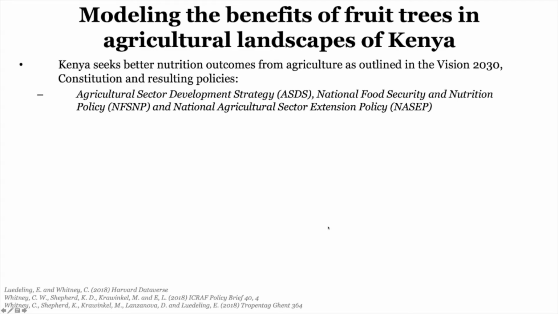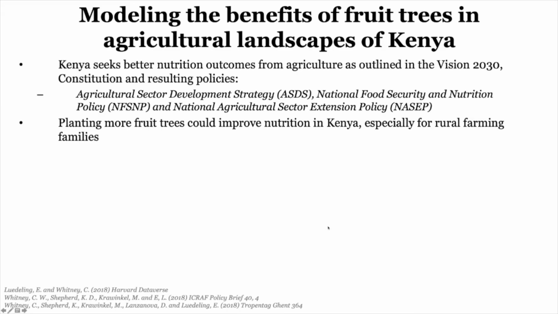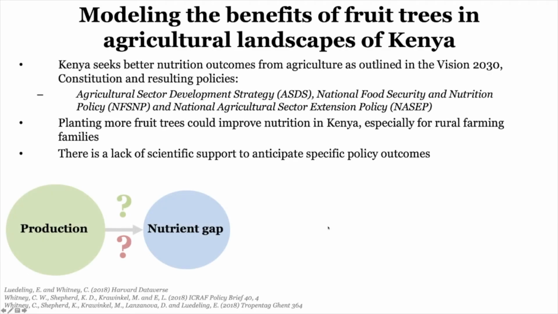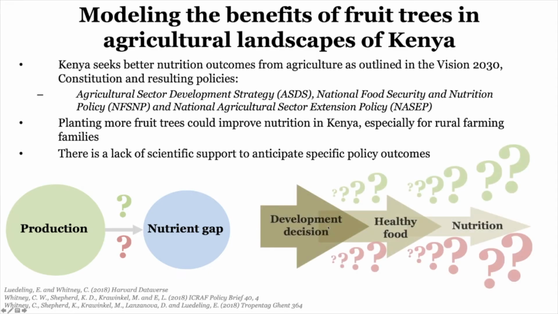Kenya, as we talked about in an earlier video, actually in the introductory video, seeks better nutrition outcomes, and they've outlined this idea in several of their strategies and policies. They'd like to plant more fruit trees at the national level and local level, but there's a lack of scientific support to anticipate the specific policy outcomes. And again, we have this question about a link between production and nutrient gaps.